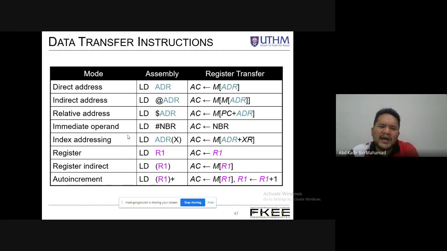So direct address is also almost the same. You can notice here this is the load operation, for example. Register transfer is almost the same. For direct address, it involves the memory address, then you transfer to AC. AC is the accumulator.